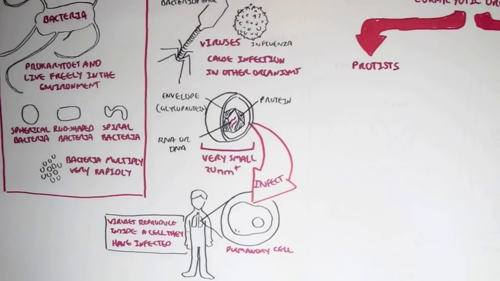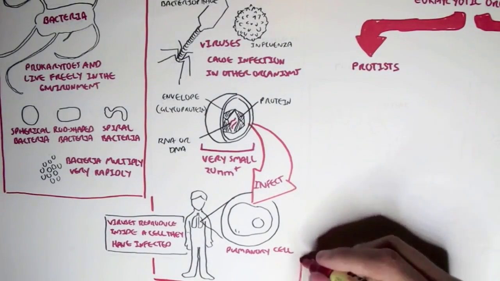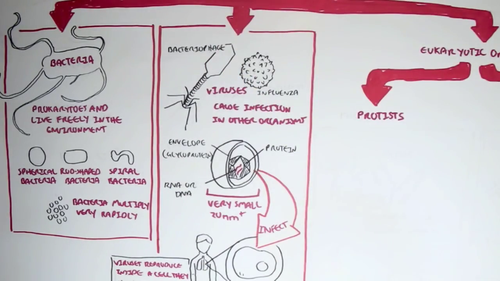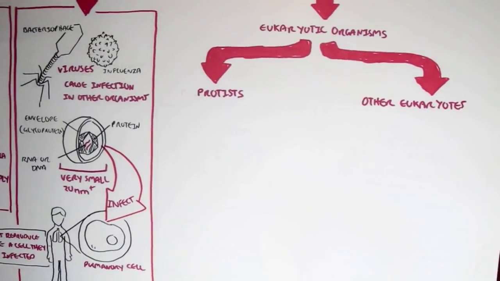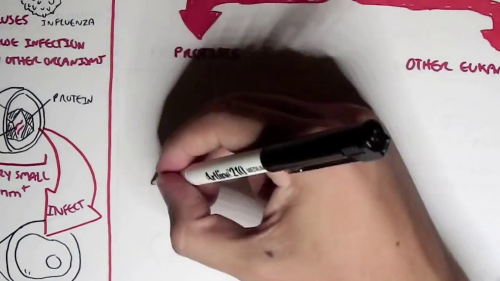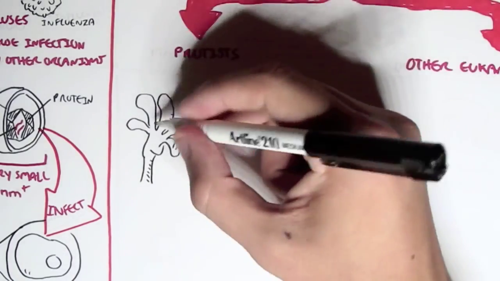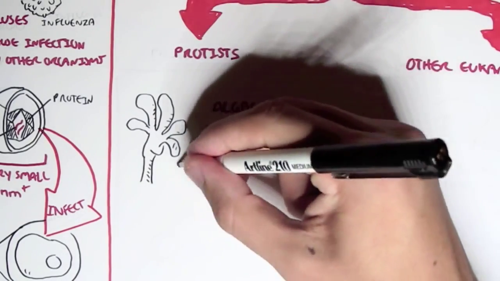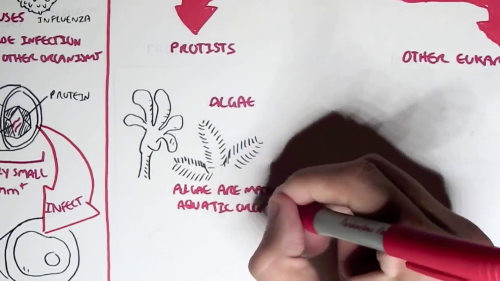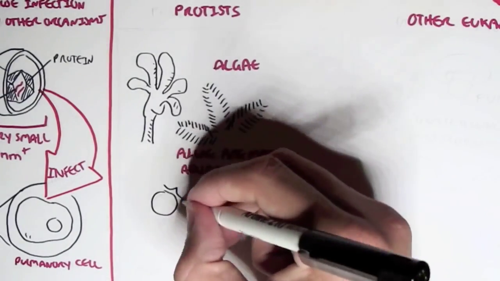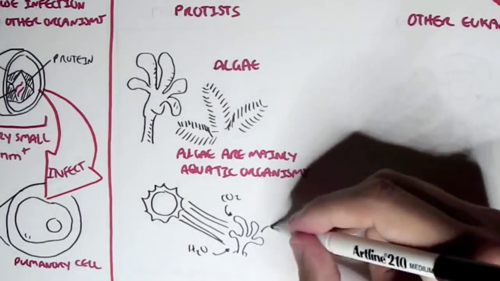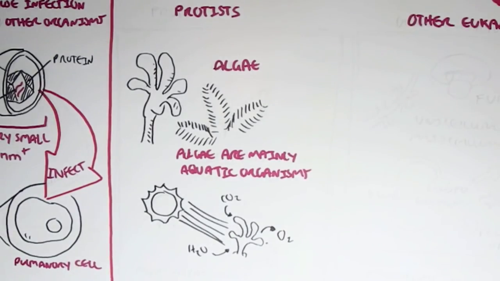Let's look at the eukaryotic organisms. Now, they consist of protists and other eukaryotes. Let's concentrate on protists first. And there are two types of protist family that I'm going to talk about. One of these microorganisms are known as alga. And the alga are mainly aquatic organisms, and you can see them in the sea, such as seaweed. This is a type of alga. And they actually can absorb sunlight and carry out photosynthesis. So most algae carry out photosynthesis. They absorb carbon dioxide, sunlight, water, and they produce oxygen for humans.